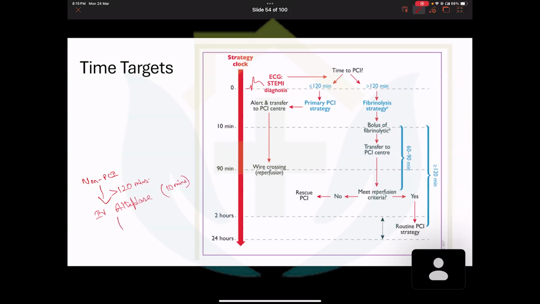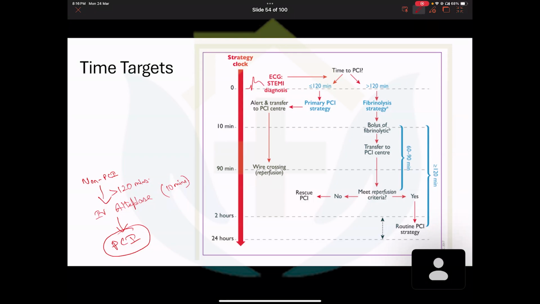And now you have to shift the patient to the PCI center, right? So if the reperfusion is successful, what is the criteria for reperfusion? ST changes have gone down by 50%. The patient's chest pain is resolving or has resolved, and the patient is hemodynamically stabilizing, and the arrhythmias, if they were occurring at first, are no longer occurring. So if all of these are happening, that means the patient has responded to fibrinolysis.